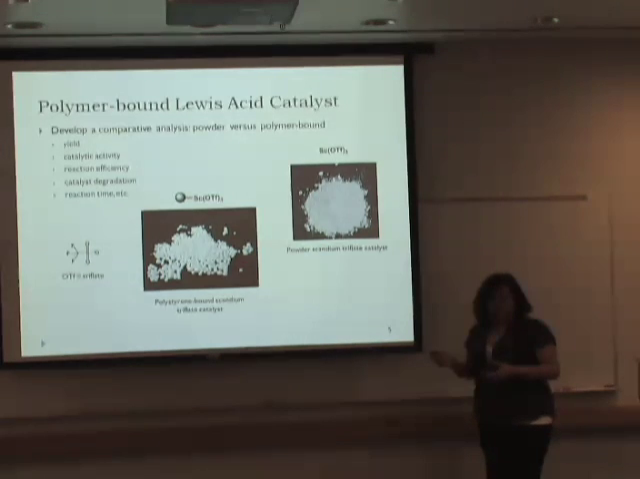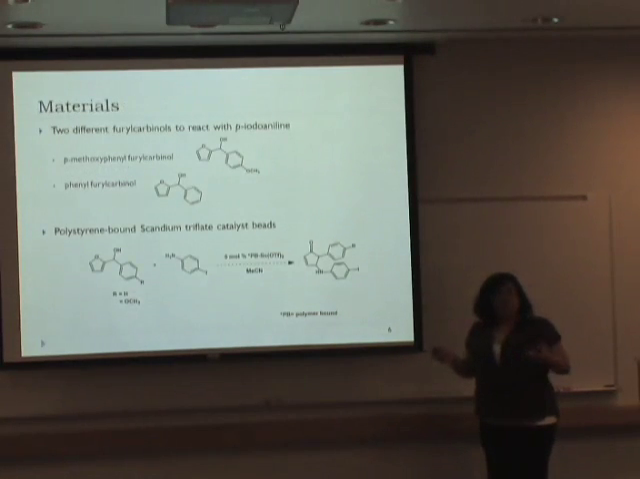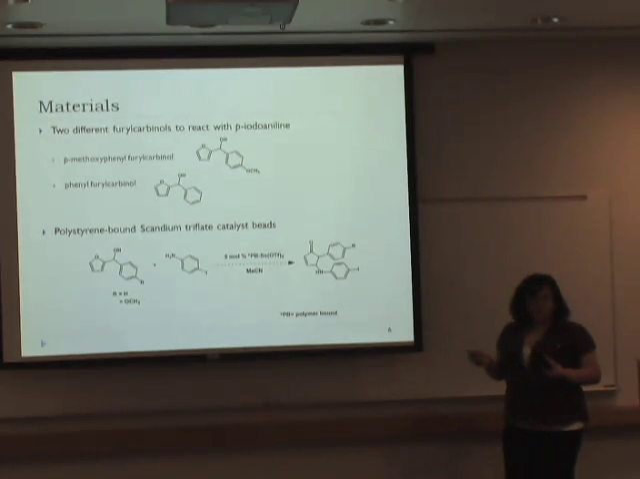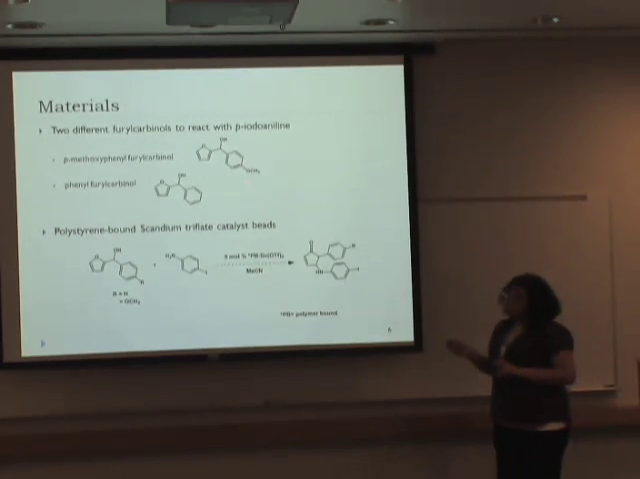For these reactions that I was running, I used two different furylcarbinols, paramethoxyphenylfurylcarbinol and the phenylfurylcarbinol seen here. I reacted those furylcarbinols with para-iodoaniline using the polymer-bound metal catalyst, in this case polymer-bound scandium triflate, which is commercially available. This polymer-bound catalyst hadn't actually been tested under these circumstances. So this is quite a novel idea, and we were still trying to see if it would actually work.